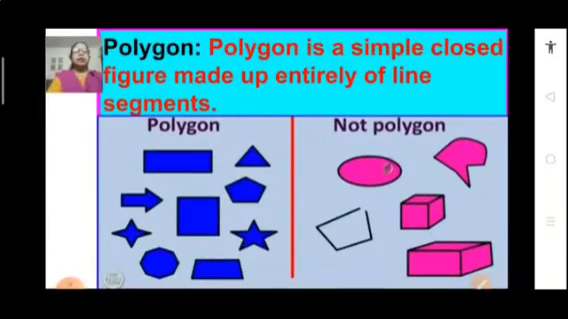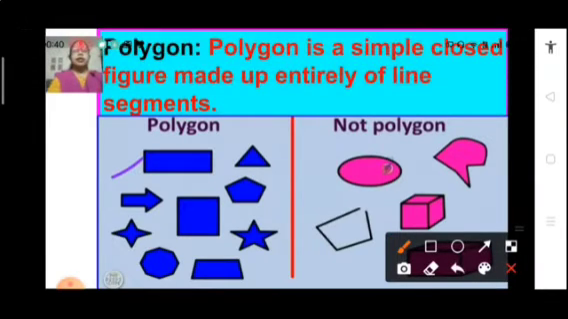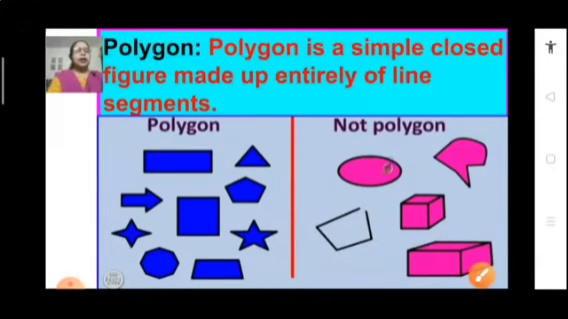Now next comes a polygon. Children, we have learned earlier also that polygon is a simple closed figure which is made up entirely of line segments. So here we can see these are all polygons. They are closed figures made up of line segments, whereas these figures, they are not polygons. Either they are not made of line segments, or they are solid shapes. They cannot be called polygons.